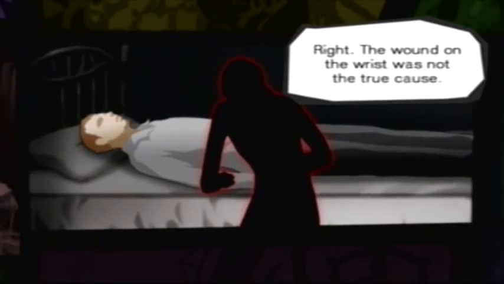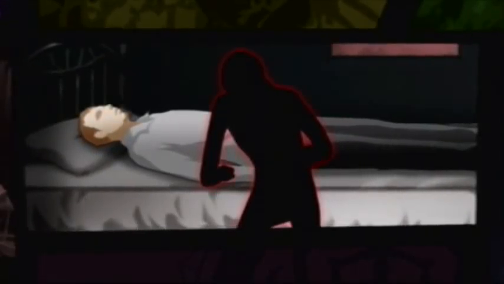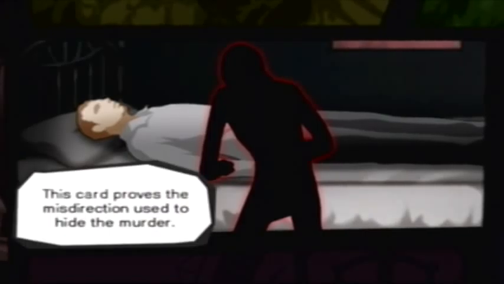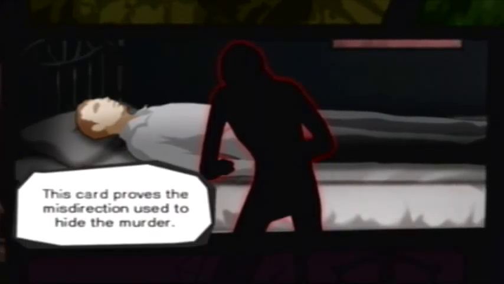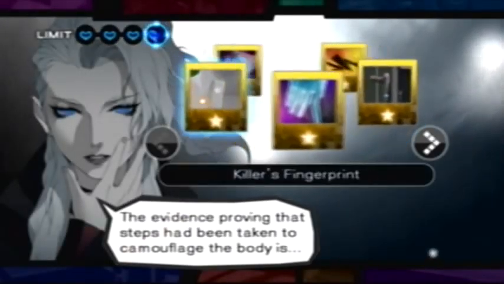Right. The wound on the wrist was not the true cause. Next, the killer disguised the murder as a suicide. This card proves the misdirection used to hide the murder. Yes, the appearance of suicide covered up the real cause.